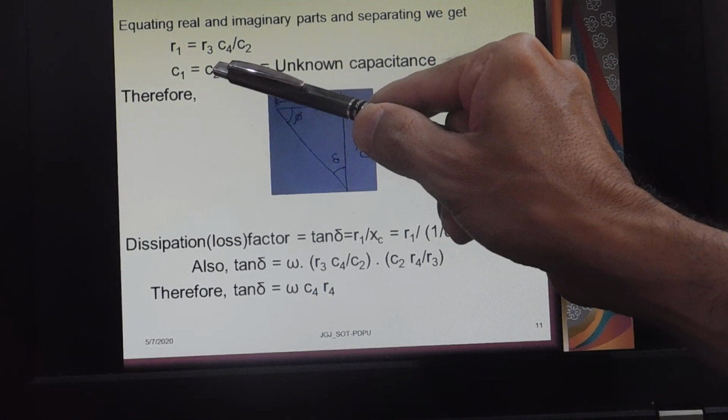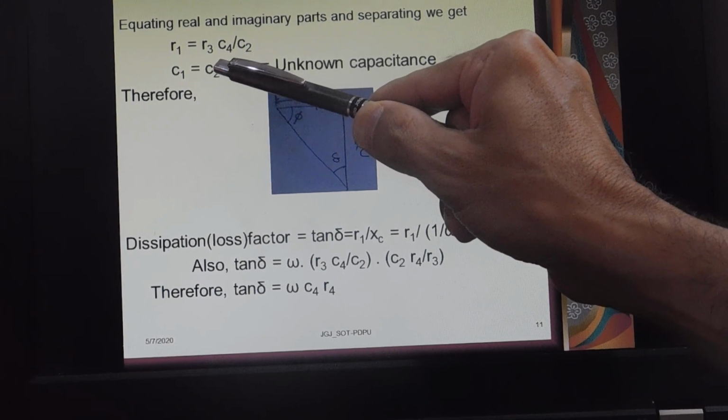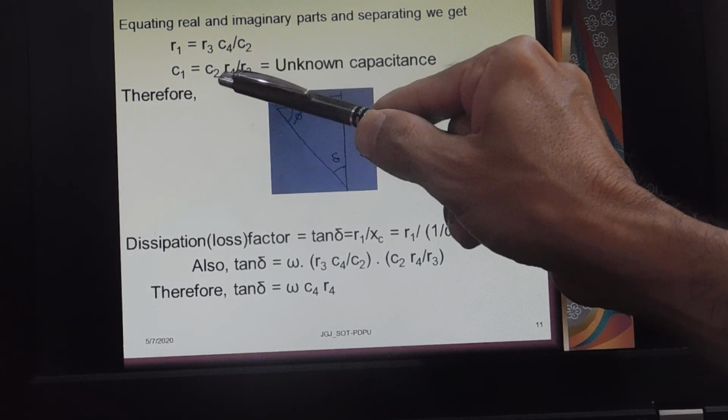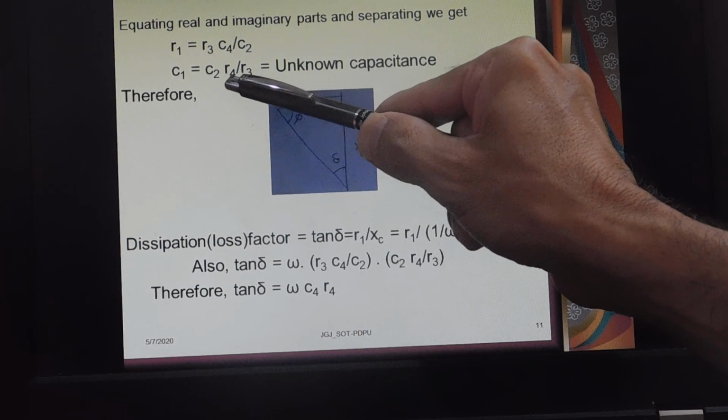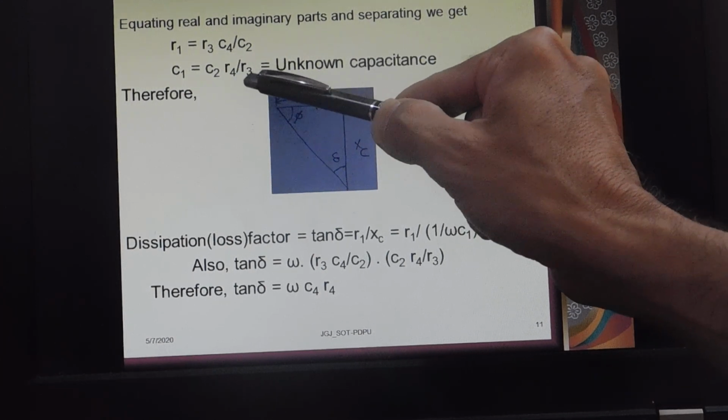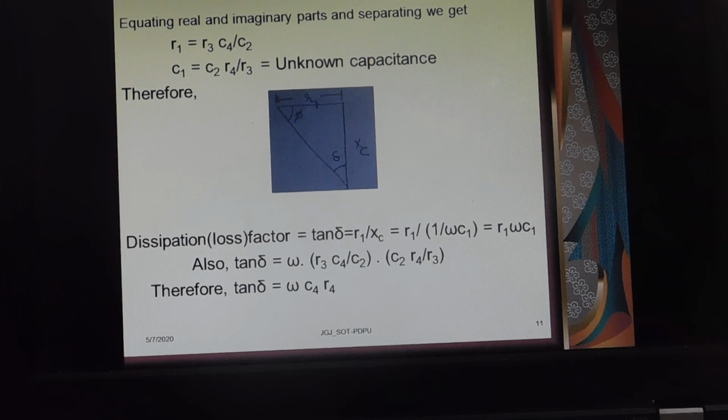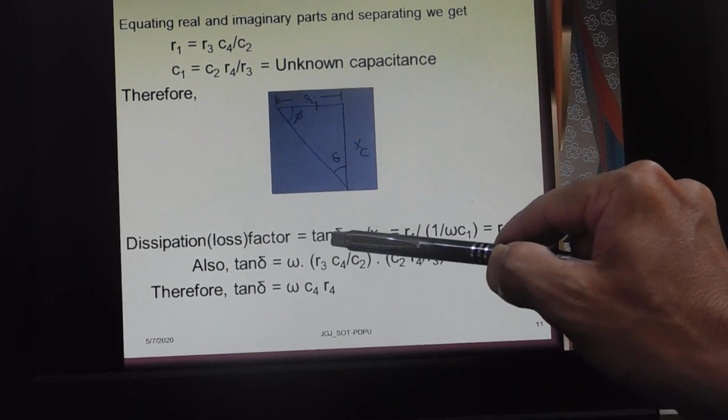And C1, what is C1? It is the unknown capacitance, or the capacitance of the dielectric or the insulation. So C1 is equal to C2 R4 upon R3, and therefore we can calculate the value of tan delta.